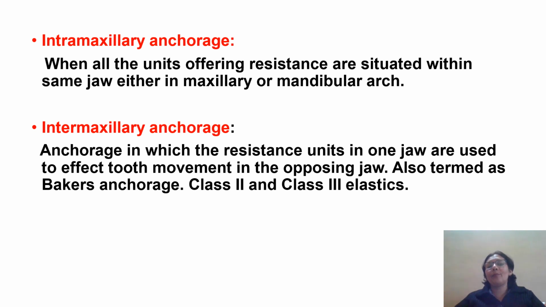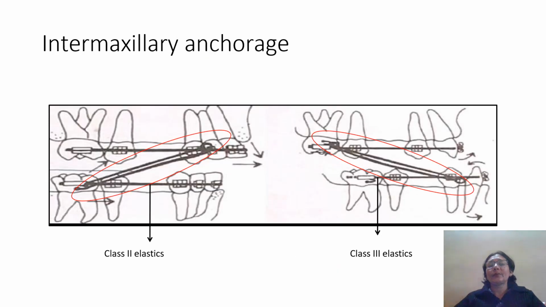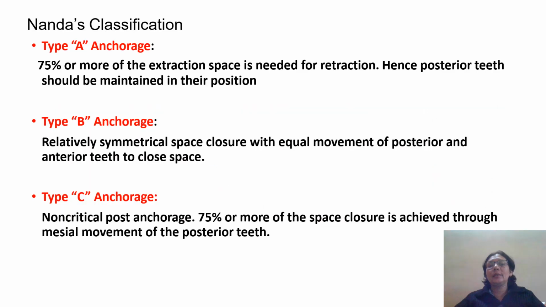Baker's anchorage is an example of intermaxillary anchorage, also termed as use of class 2 and class 3 elastics. You can see in this, class 2 elastics used for class 2 malocclusion. The elastics are being worn from the mandibular molar to the canine for retraction of anterior teeth so that the molar will not move forward. Whereas in this, you can see class 3 elastics used for class 3 malocclusion. Here elastics are being worn from the maxillary molar to the mandibular canine. This is an example of Baker's anchorage.